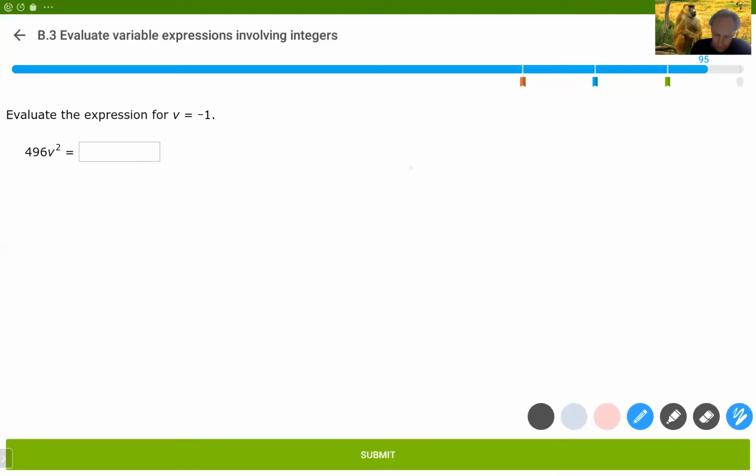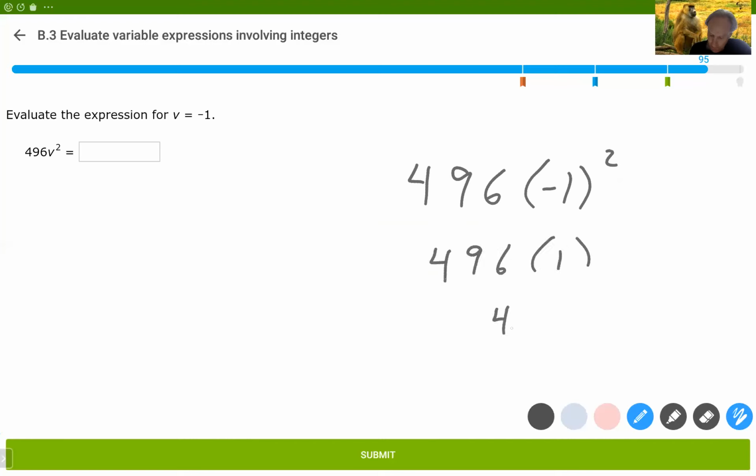And it looks like we have 496, and we're done. Negative 1 squared isn't going to change anything because we're talking about 496 times 1, which is 496.